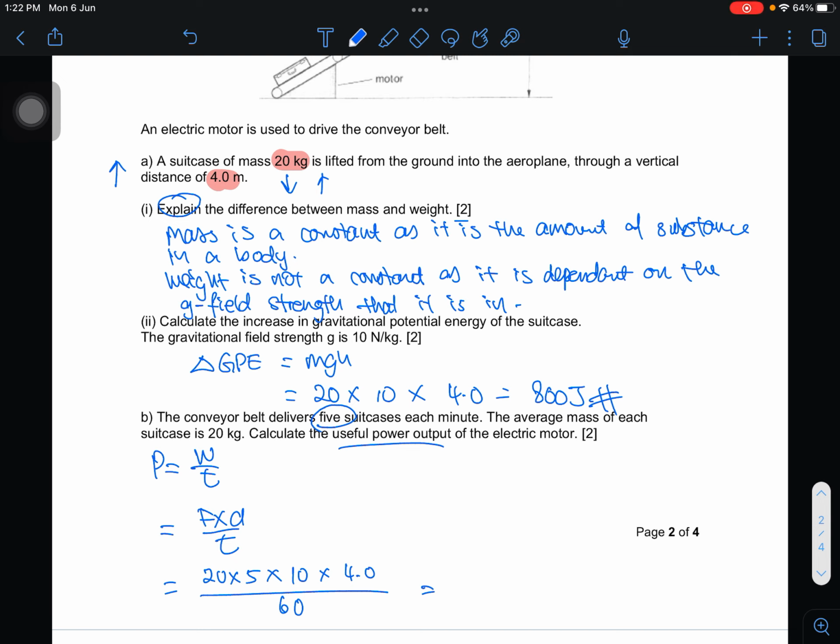So 800 times 5 is 4,000. So the work done is 4,000, they use 60 seconds to work on it. So it's 66.666 watt. 66.7 watt. Okay.